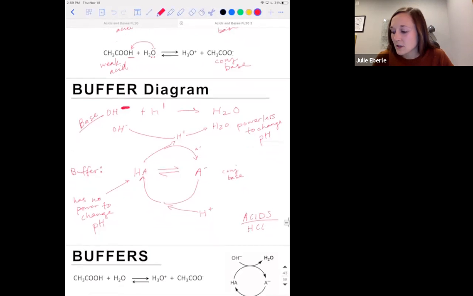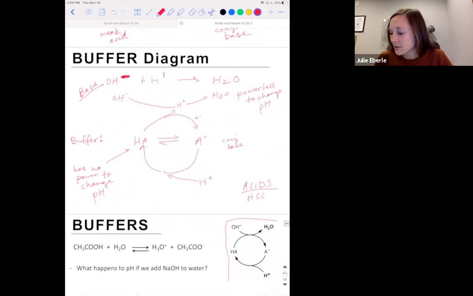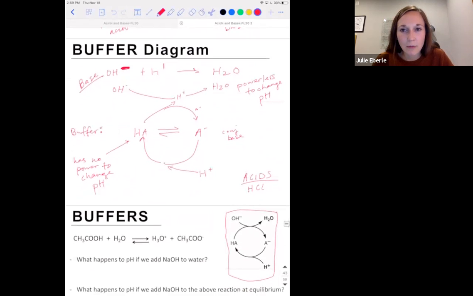Okay, so that's essentially, here's a simplified, kind of a cleaner version of what we just wrote. This is the buffer diagram I was talking about. And it just is a reminder. It's a simple thing that I think helps you remember how a buffer works, how it combats an acid or a base so that nothing changes pH. Questions on the buffer diagram? I want you to be able to write it out, explain it if you have to.